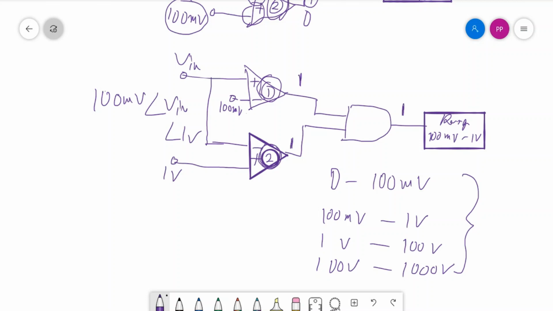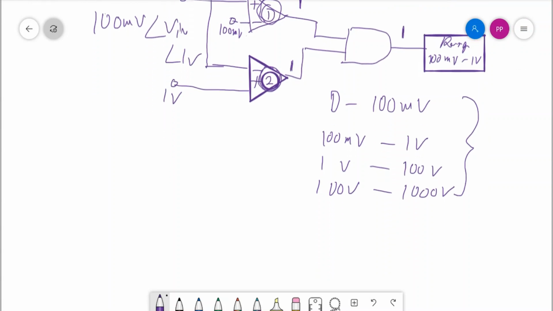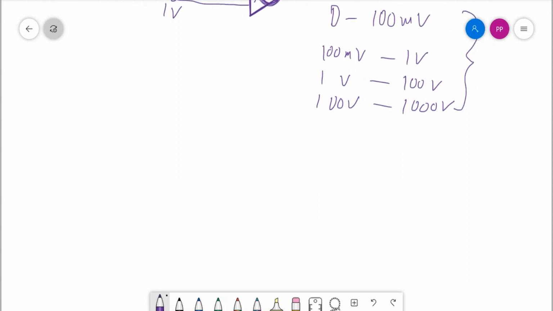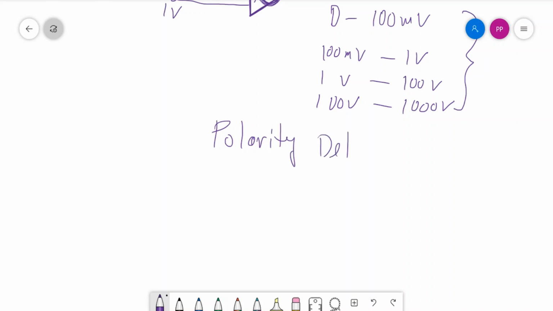Next comes the situation of polarity detection. So let us see what is polarity detection and how we can do it. Polarity detection. The information about the polarity is provided with the measurement, the polarity of the measurement. This is given in the A to D converter.